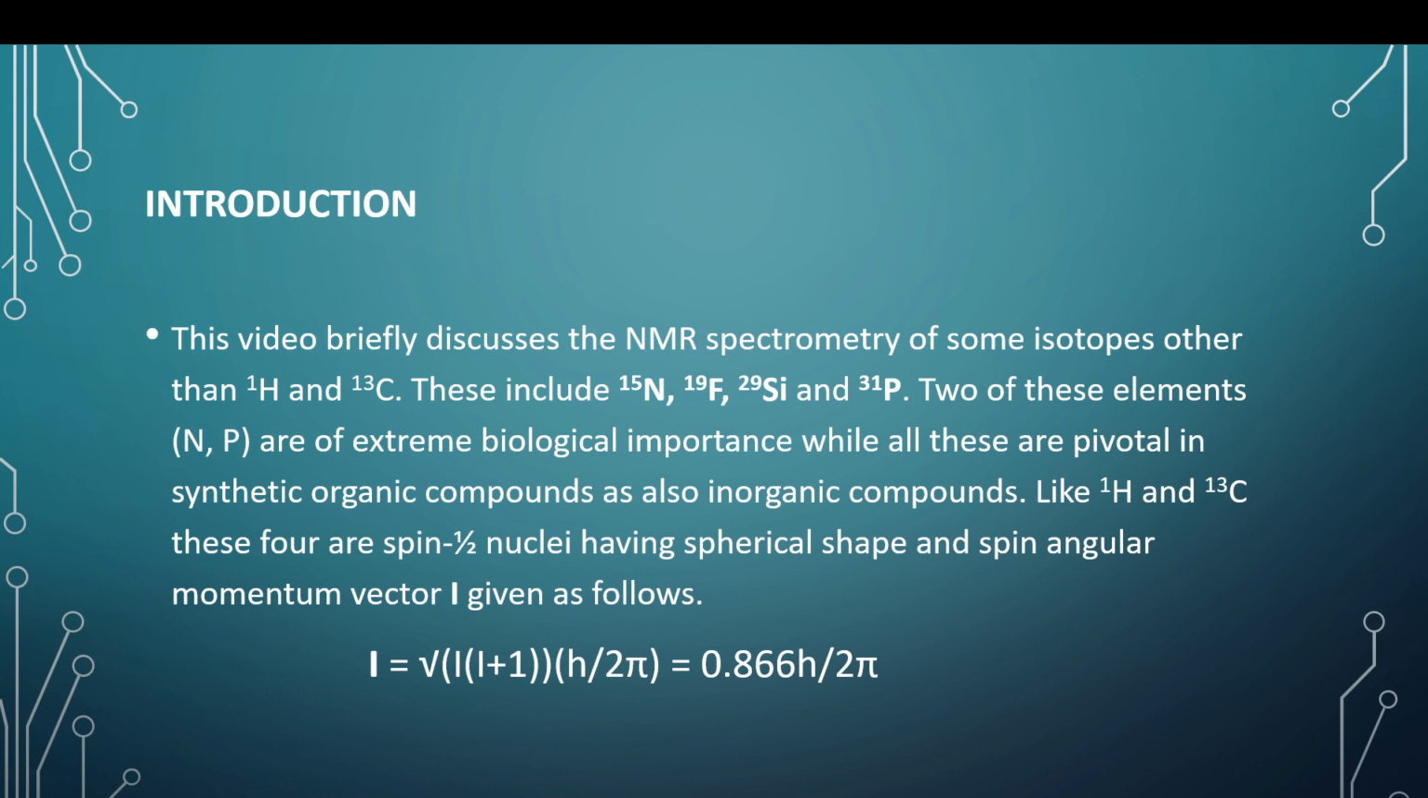Like 1H and 13C, these four are spin half nuclei having spherical shape and spin angular momentum vector I given as follows: I equals the square root of I into (I plus 1), multiplied by h upon 2 pi, equals 0.866 h cross.